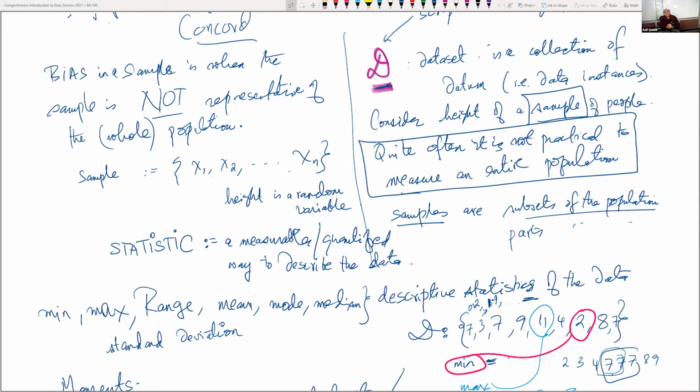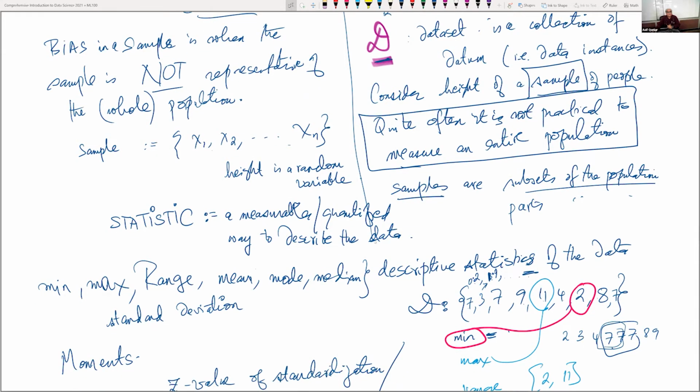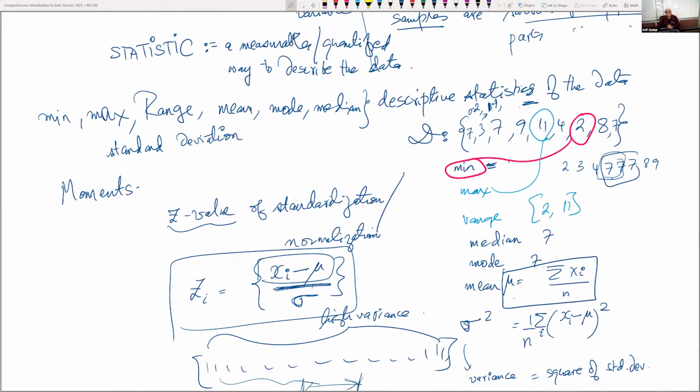These things are called statistics. Examples of statistics are mean, median, mode, min, max, range, standard deviation, skew, and kurtosis. Skew and kurtosis are probably new things that we came to realize. We talked about the moments.